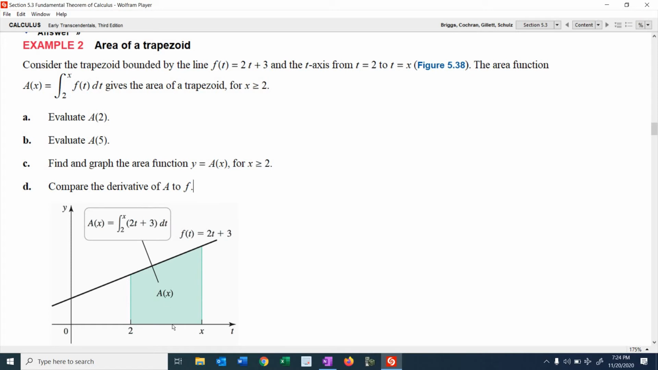Okay, so the base of this trapezoid is just going to be 5 minus 2, so it's going to be 3. Height will be the y value when x is equal to 2 over here. And so if you plug a 2 into this function, you get 7 out. And so this has a height of 7 over here. So h1 is 7. And then the height over here, we can find by plugging a 5 into the function, and we get 13 out. So this should be 13 units high. And that's going to be our h2.